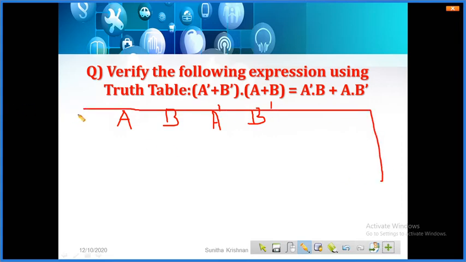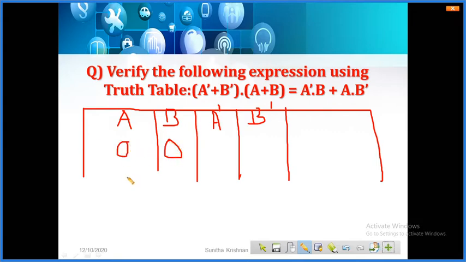Okay, you are drawing it in a truth table. So how many combinations will be there for 2 variables? For 2 variables, there will be 4 combinations. That is 0 0, 0 1, 1 0 and 1 1. These are the 4 combinations that you get, and from this itself you can calculate the other one.